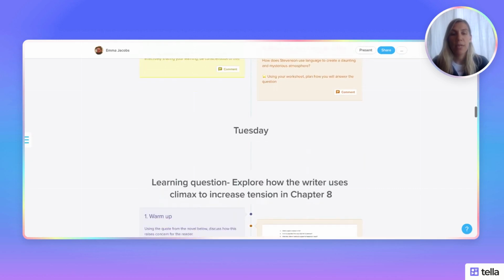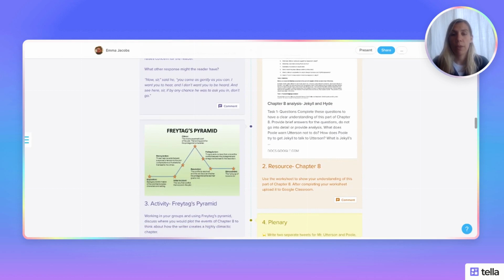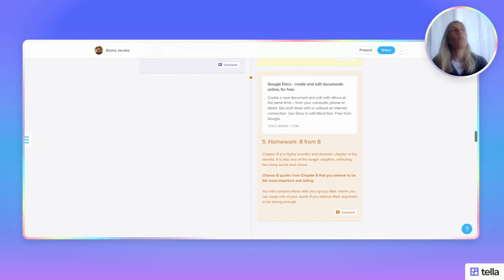We move on to Tuesday, and we are looking at how this tension increases. And as I mentioned, you've got some work there on Freytag's pyramid. As well as this, I wanted to really focus on some key language analysis. Of course, you want the students to be able to analyze and understand the text as much as possible. But at the same time, it could be daunting to have to look through all of the content and language.